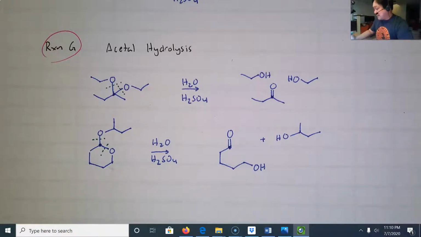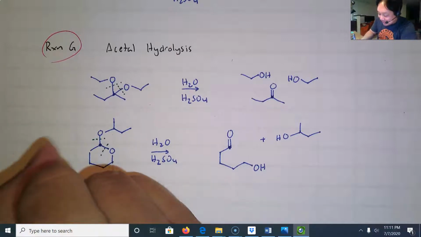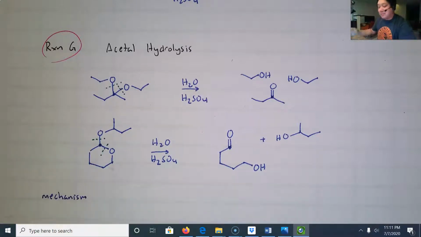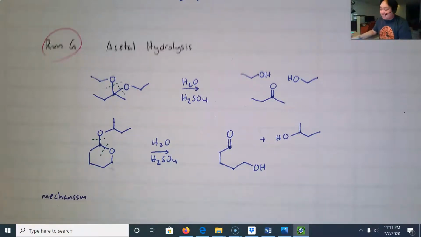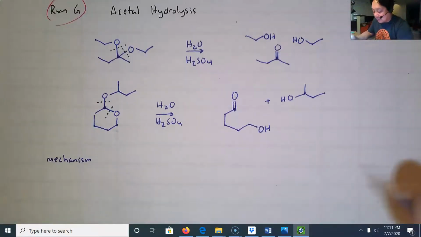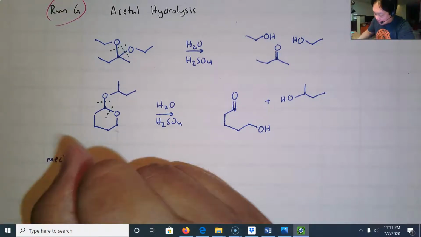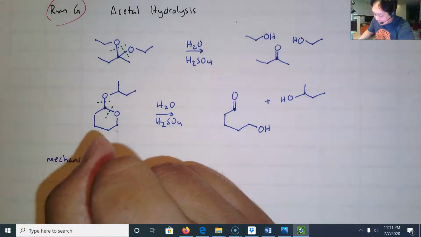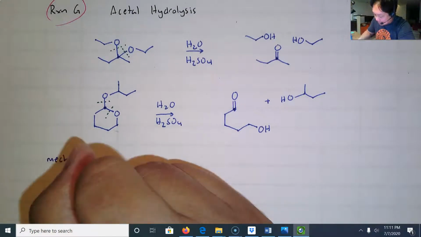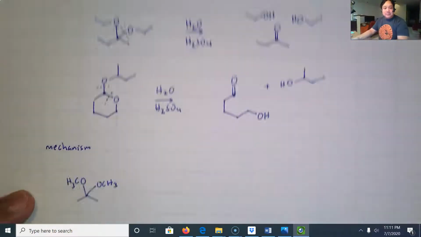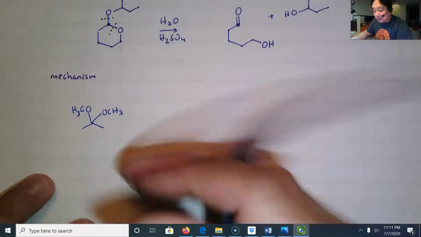I did say that I was going to do the mechanism. I am hesitating because it's long and messy, and honestly, it's the backwards of acetal formation. But why don't we do the mechanism? And let me pick a simple acetal, so I'm not drawing all day. OCH3, OCH3. Can you visualize what our products are going to be?